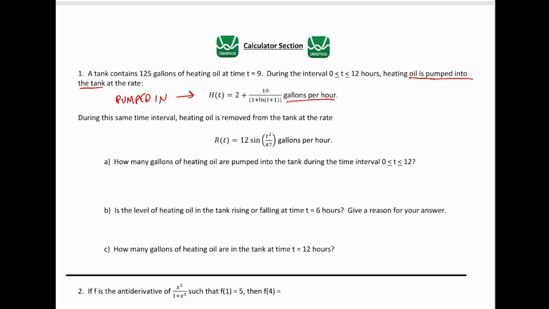During the same time interval, heating oil is removed from the tank. So we've got oil being removed from the tank at this rate.